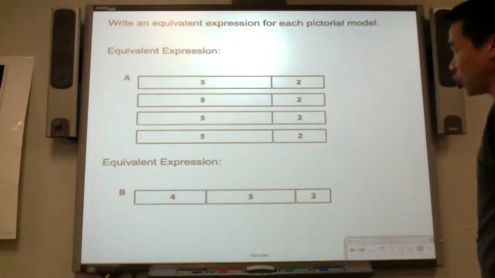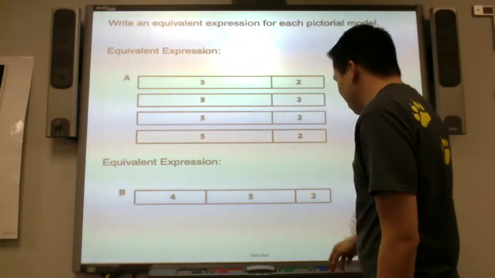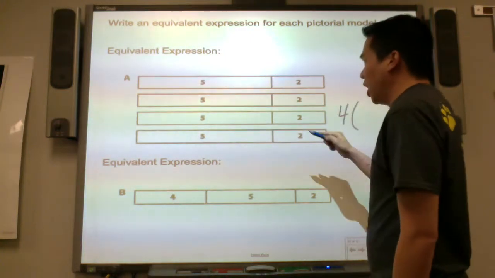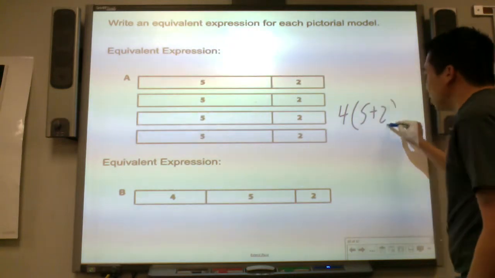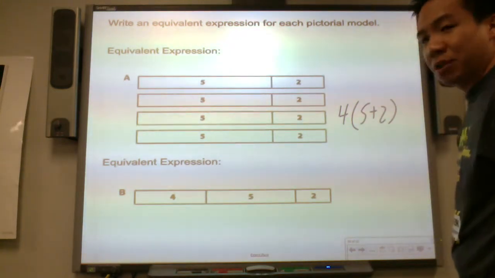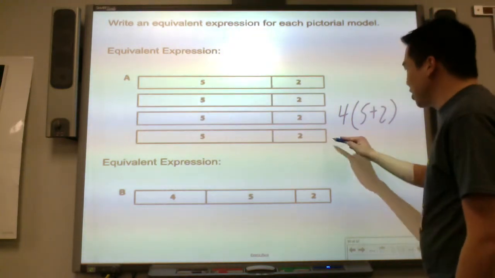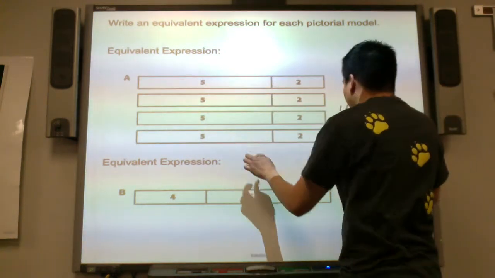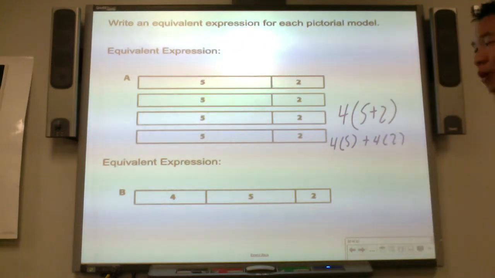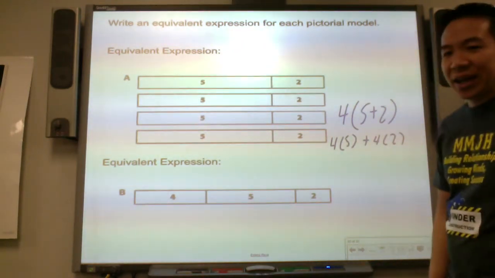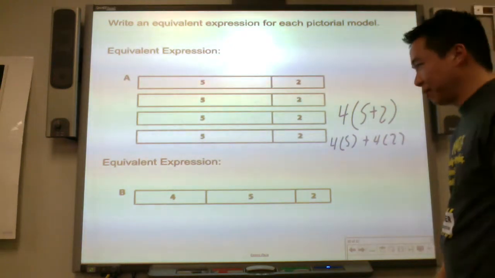So the first one shows 4 groups of, and each group has a 5 plus a 2. So it's 4 groups of 5 plus 2. Or you could have done it this way. There's 4 groups of 5 plus 4 groups of 2. Either one would have been acceptable. Again, we're not going to learn the second way until we go to distributive property.